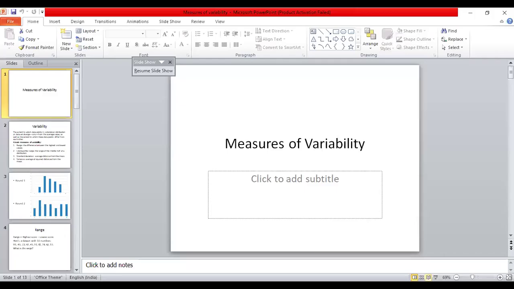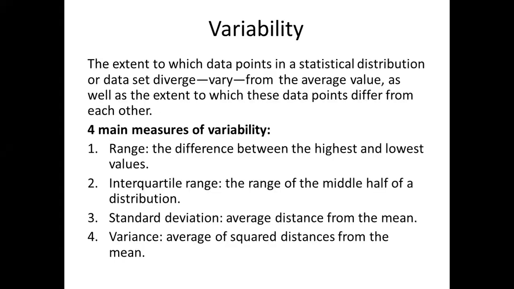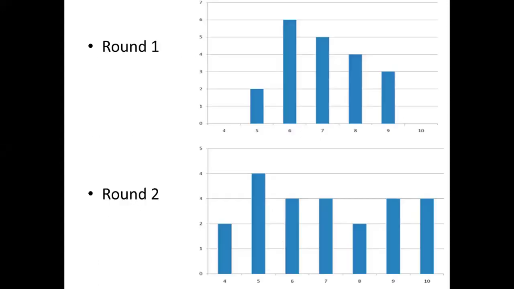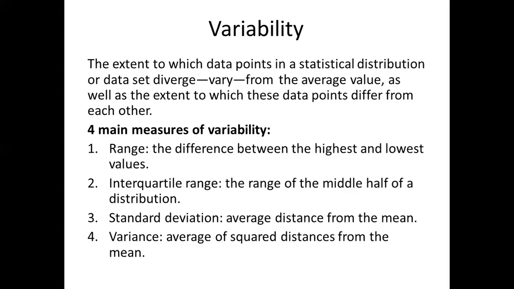Now, when we talk about measures of variability, we usually talk about four main measures of variability: the range, the interquartile range, the standard deviation, and the variance. The range, as we know, is the difference between the highest and the lowest values in a data set. We will be understanding each of these topics one by one now.